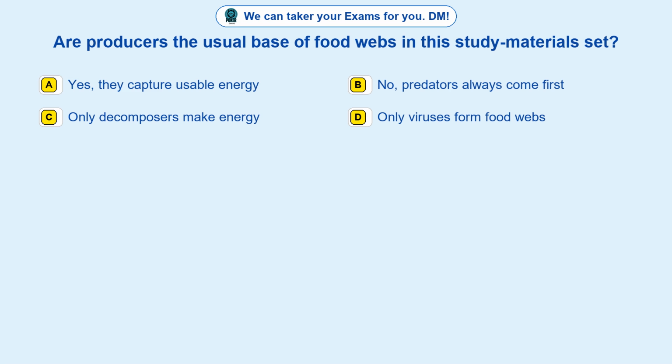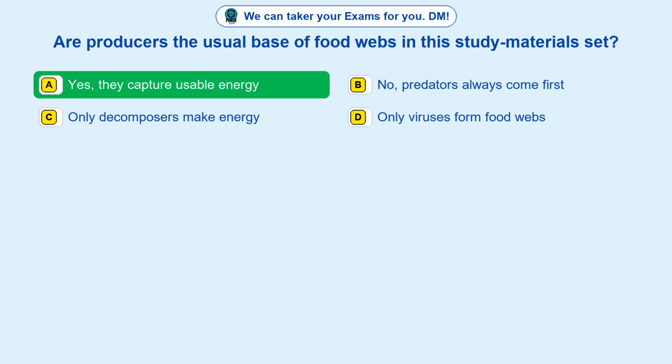Question 17. Are producers the usual base of food webs in this study material set? Option A. Yes, they capture usable energy. Option B. No, predators always come first. Option C. Only decomposers make energy. Option D. Only viruses form food webs.